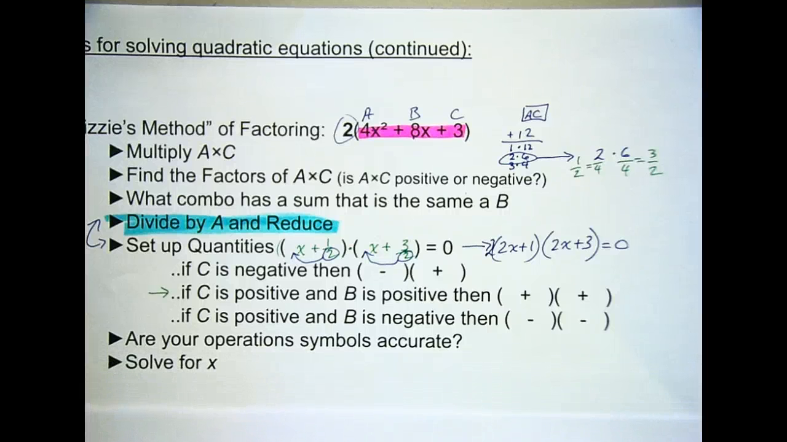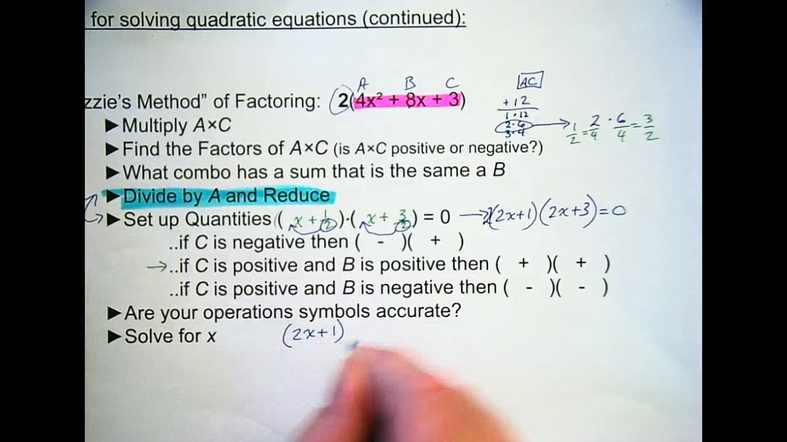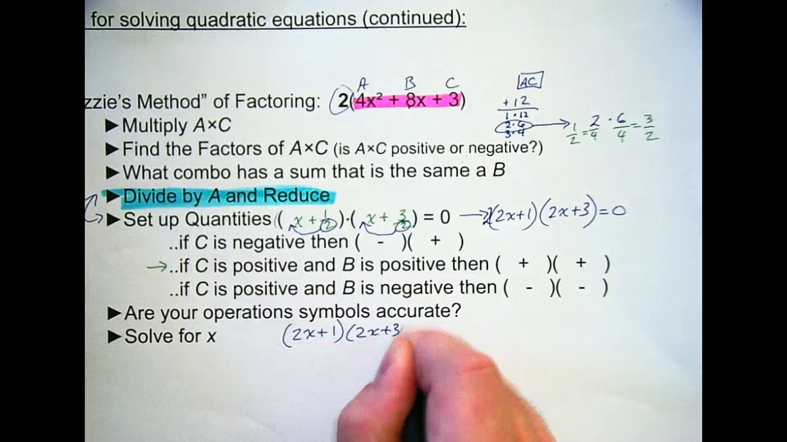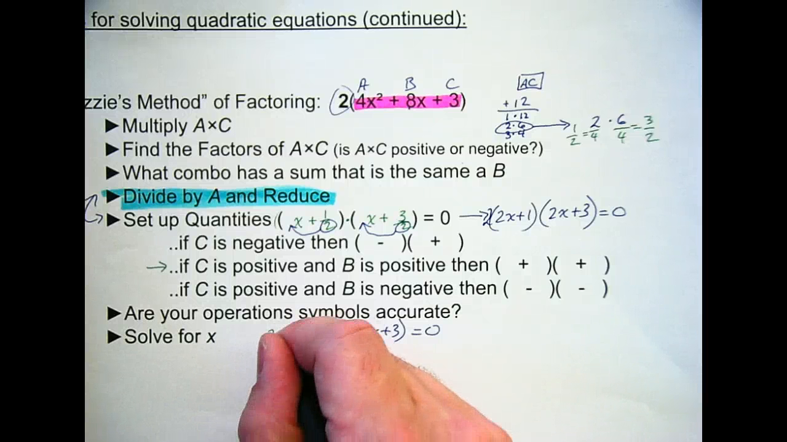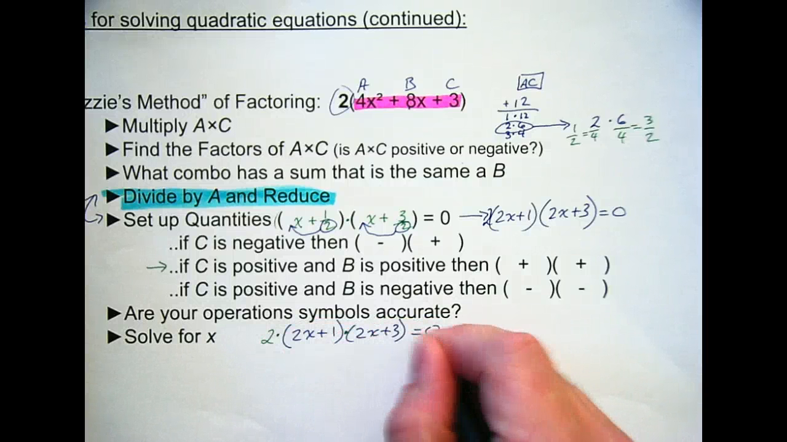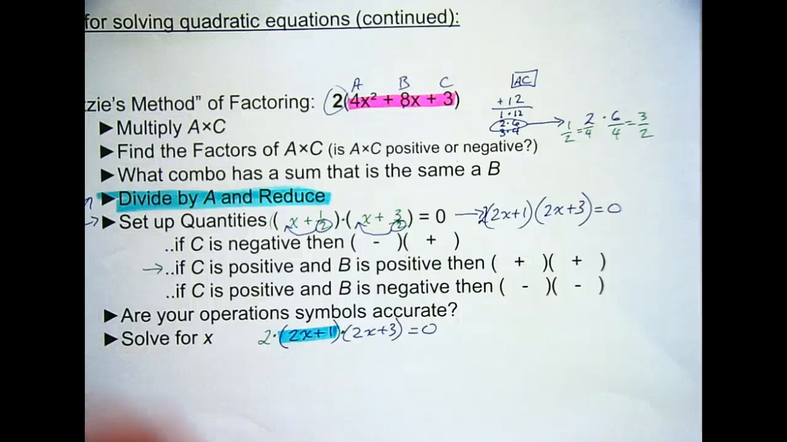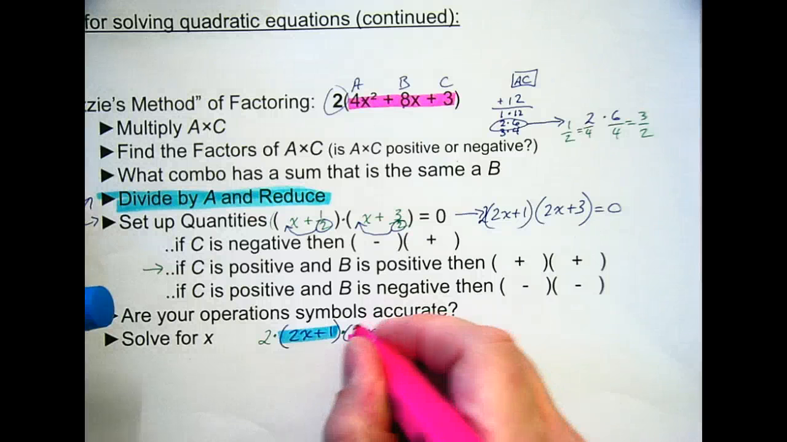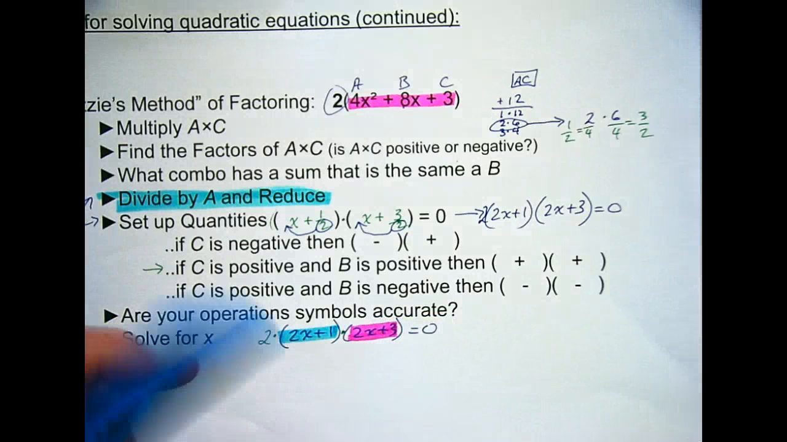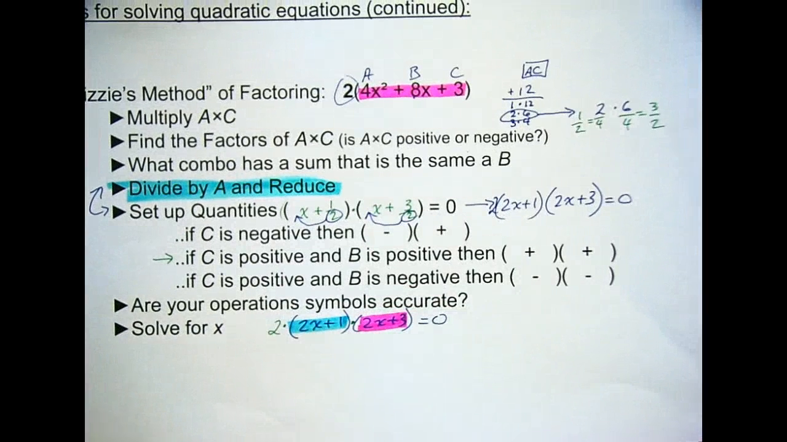Symbols are correct. Solve for x. Now, if I'm solving for x, I'm going to take my 2x plus 1 and my 2x plus 3, which equals 0. And as Hannah pointed out, we have that 2 still hanging out here. The 2 has no bearing. We are multiplying 3 different things to make 0. We're multiplying 2, we're multiplying 2x plus 1, and we're multiplying 2x plus 3. Those 3 factors, those 3 things multiply to make 0. All right?